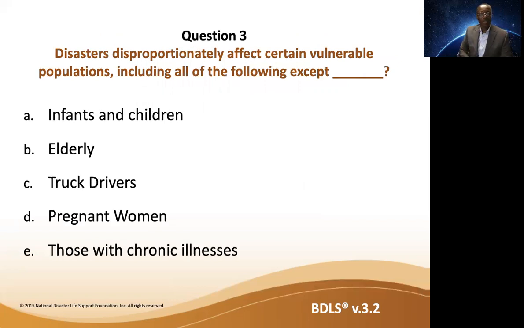Question 3. Disasters disproportionately affect certain vulnerable populations, including all of the following except: 5 options on the slide. Which one is the best suitable?